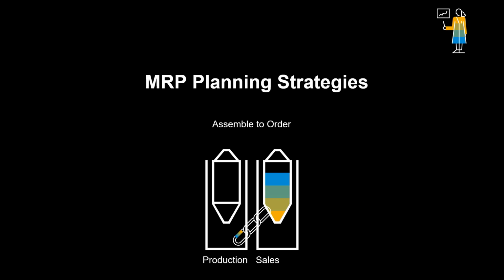Assemble-to-order, or ATO for short, is a product where some components are held in stock, and the finished product is assembled only after a committed sales order is received. Assemble-to-order could be viewed as a compromise between make-to-order and make-to-stock.